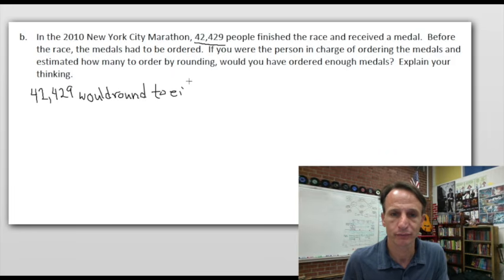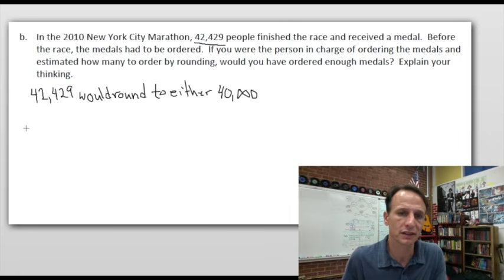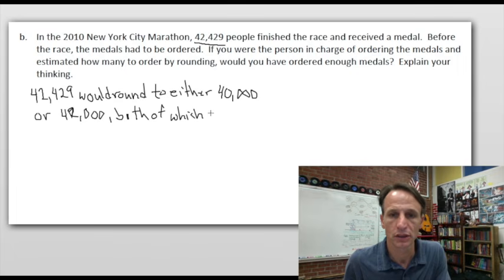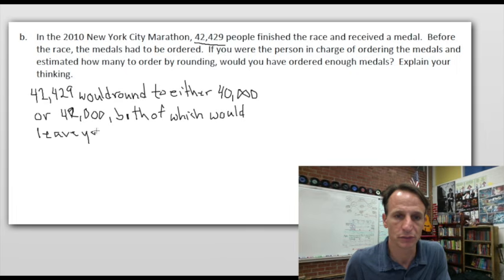To either... well, to the nearest 10,000, it would be 40,000, right? I think you're getting to a point where you can just look at these numbers and round them, right? To either 40,000 or 42,000, really, that's a 2, both of which would leave you, what? That's right. Would leave you short of medals.